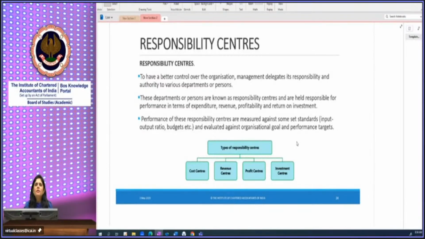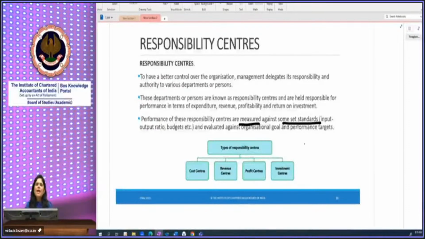So every manager, every departmental head, every head of that particular responsibility center is responsible for the performance of their particular department or center to the management, or to the head office, whatever is the responsibility center. So they're accountable, they're answerable for all the expenditure they do, for whatever revenue they are generating for the company, for the profit they are making, and for any investment they are doing, what is the return they are generating. So for everything they are doing in their department, the head of that department is accountable or answerable to the top management. Clear?